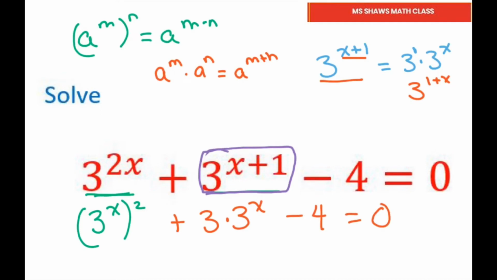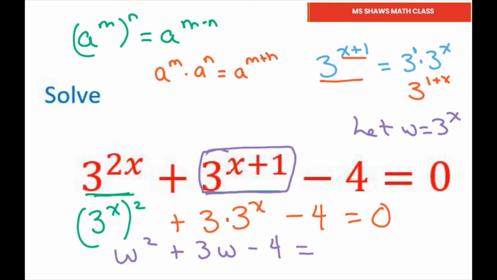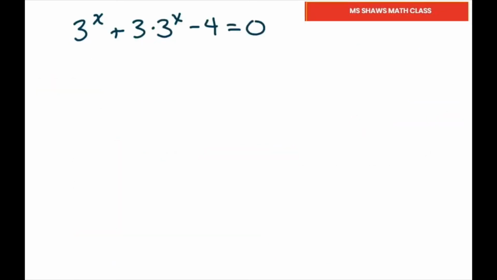Then what we're going to do is let w equal 3 to the little x. And that would give us w squared plus 3w minus 4 equals 0. Then we can factor it. So these 3 to the x's, I'm changing to w. If I let w equal 3 to the x power, remember this should have been squared here.